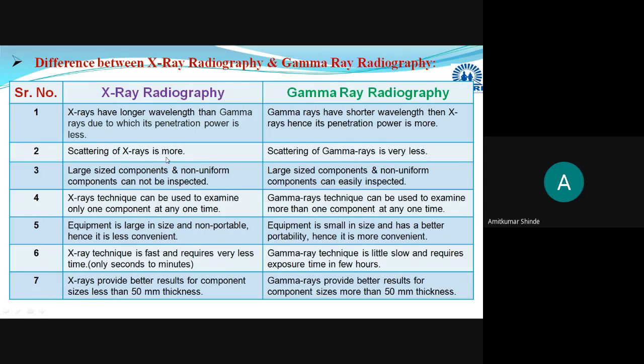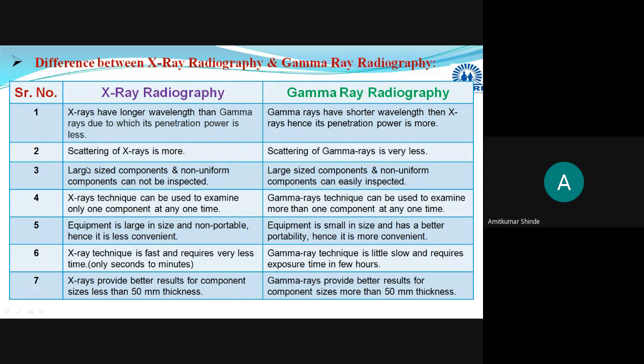Then the scattering of X-rays. Scattering means loss of those rays from that source. That scattering is also more in X-ray radiography, and scattering of the gamma rays is very less. Due to the penetration power, large sized components can be inspected with the help of these gamma rays, and as scattering is less, non-uniform components are inspected.